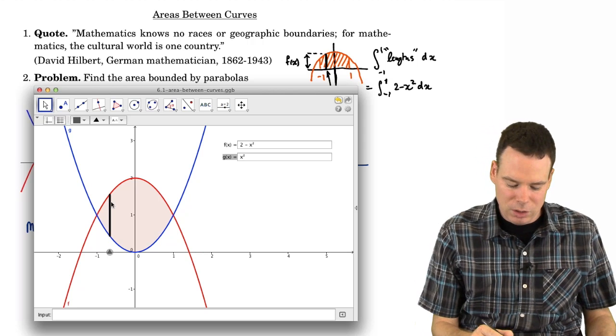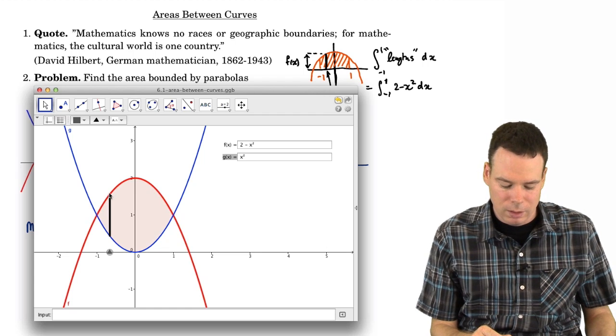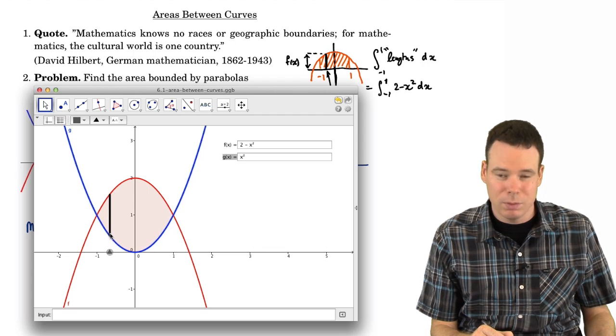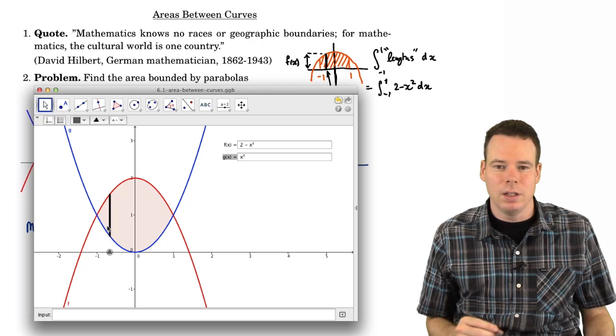The only thing that's changed here is that to get the length of that line segment at a position x, I need to take into consideration both where the line ends up on top and where it begins on the bottom. Before it was beginning at the x-axis. Now it's beginning on the other curve. How do I get the length of the line segment? It's just the difference in the y values on each of the curves.